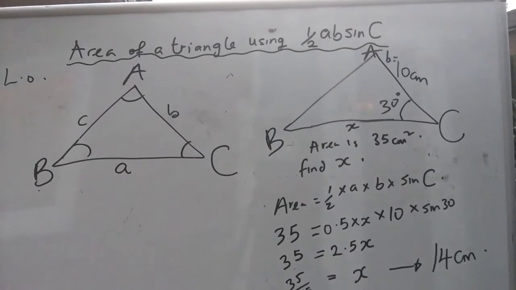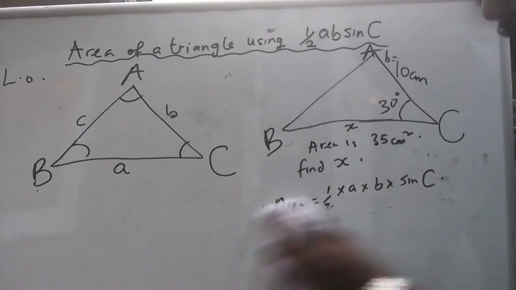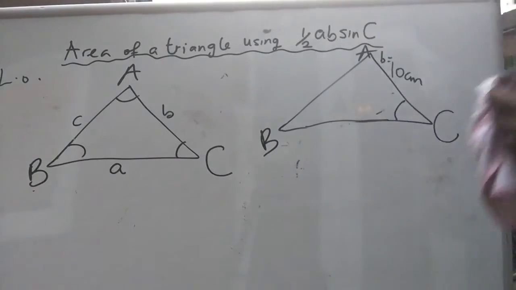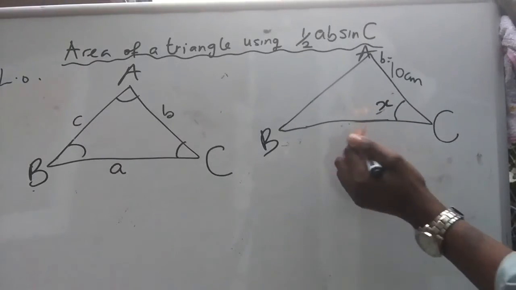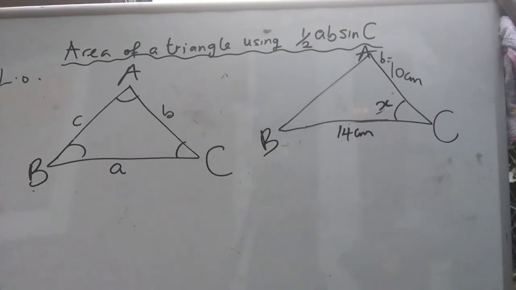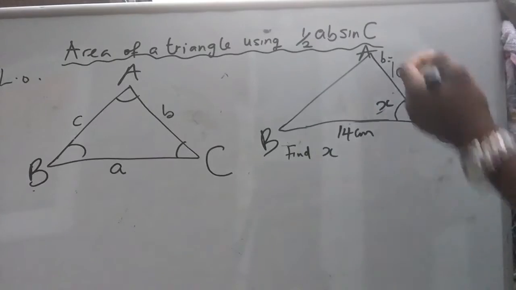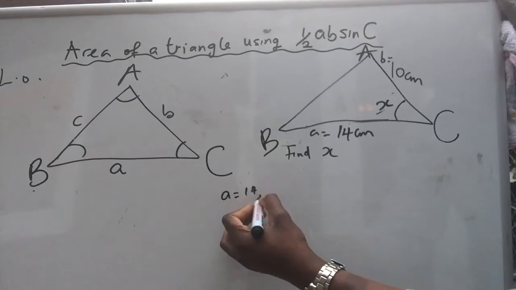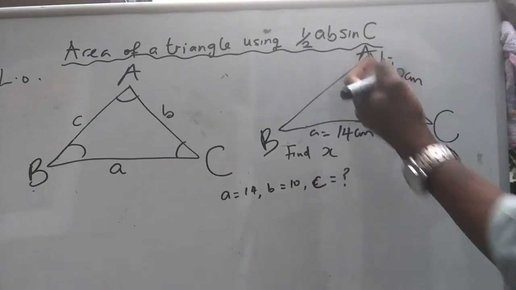Okay, well, one last example before we finish. Sometimes you could be given both sides without an angle. So we're going to make that x, and I'm going to make this 14 centimeters. And the question says, find x, the angle. Well, I know that A is 14, B is 10, big C is unknown.